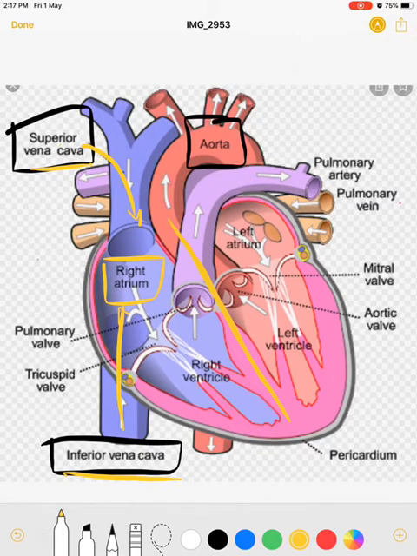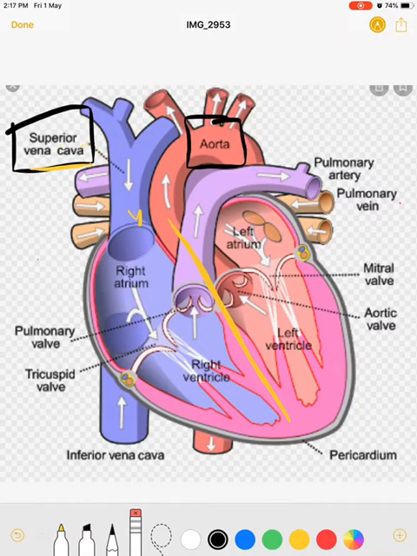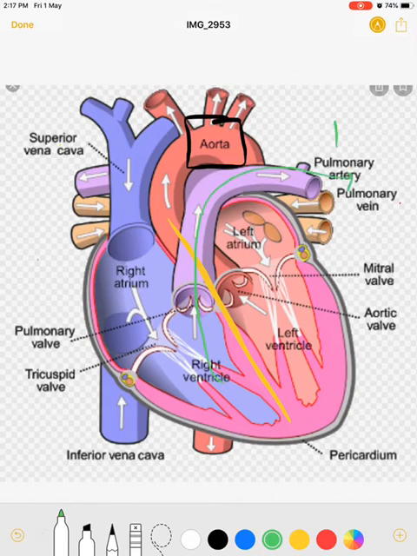From the right atrium, when these valves open, it comes into the right ventricle. In the right ventricle there is deoxygenated blood. Now what is going to happen? This deoxygenated blood has to be sent to the lungs. So from the right ventricle, the blood has to go to the lungs for oxygenation. And the artery which carries the blood from the right ventricle to the lungs is the pulmonary artery.